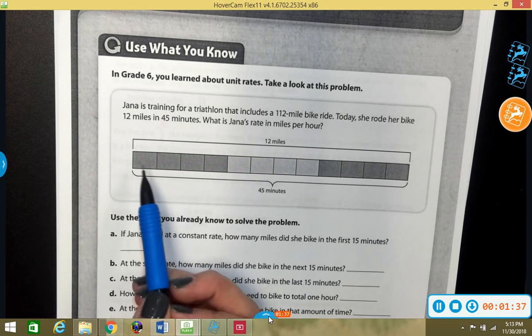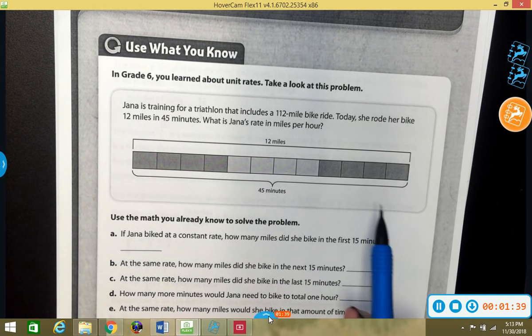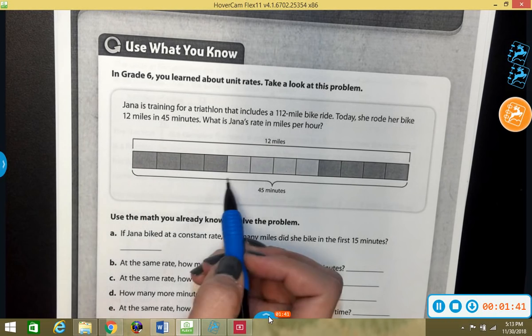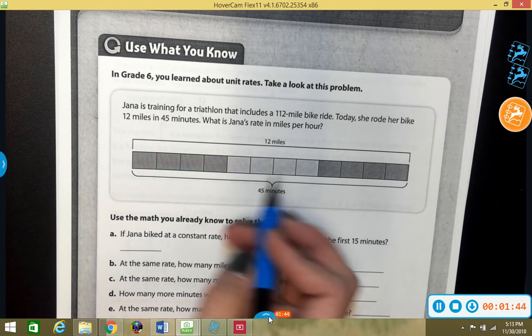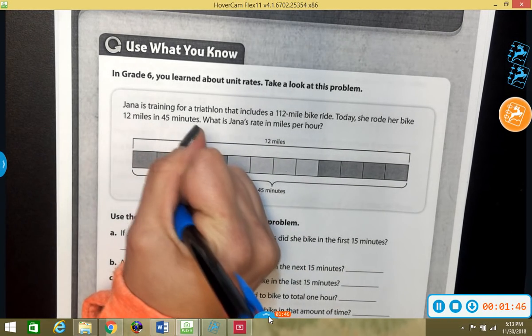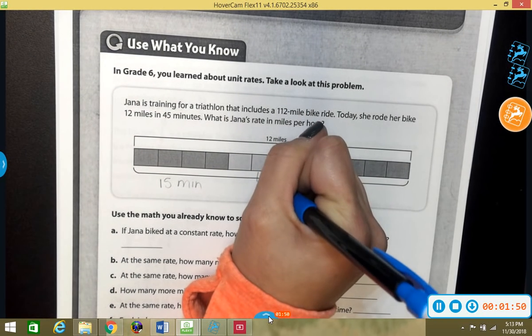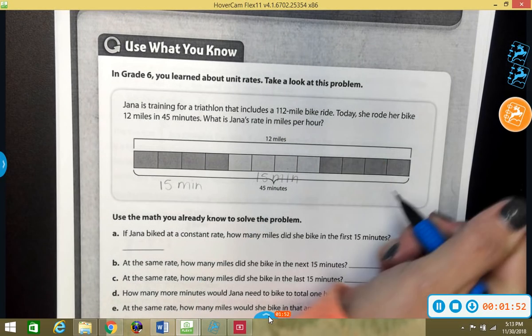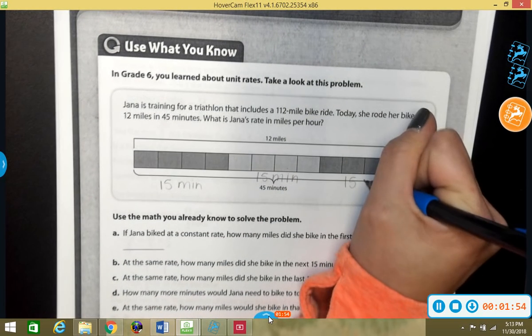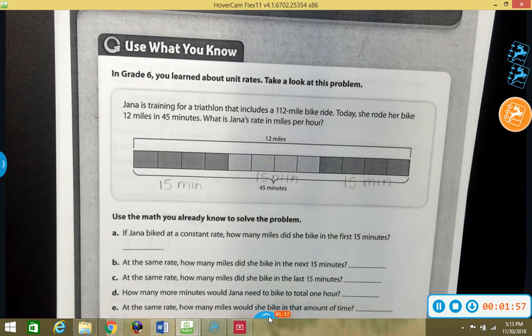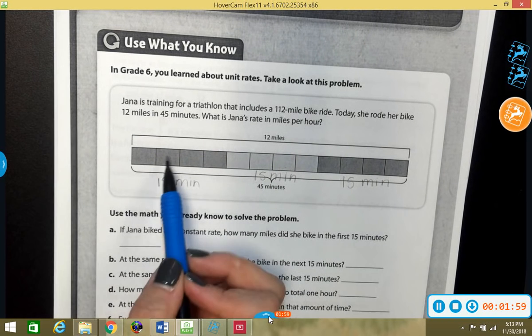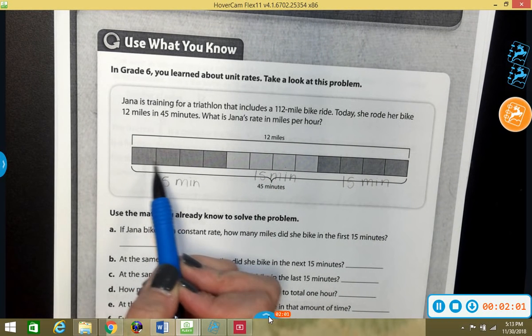Well, look, it's broken down already for you in miles using this. They even changed the colors here. So this is 15 minutes. This is 15 minutes. And this is 15 minutes. So in the first 15 minutes, how many miles did she bike? Well, 1, 2, 3, 4.